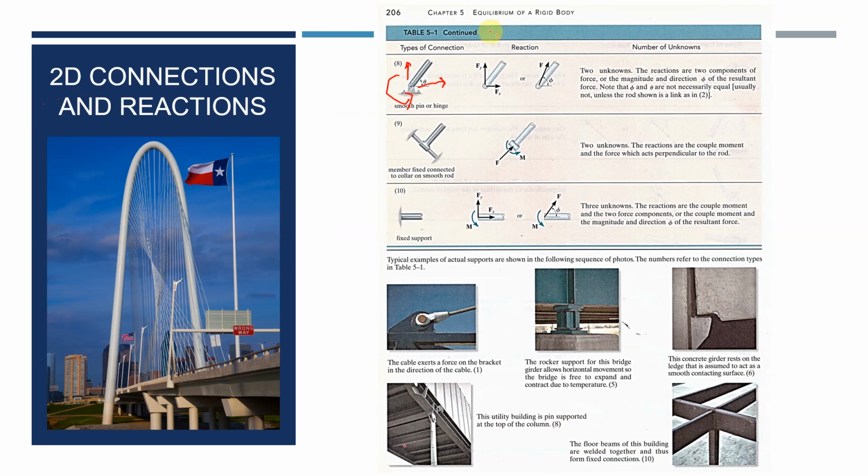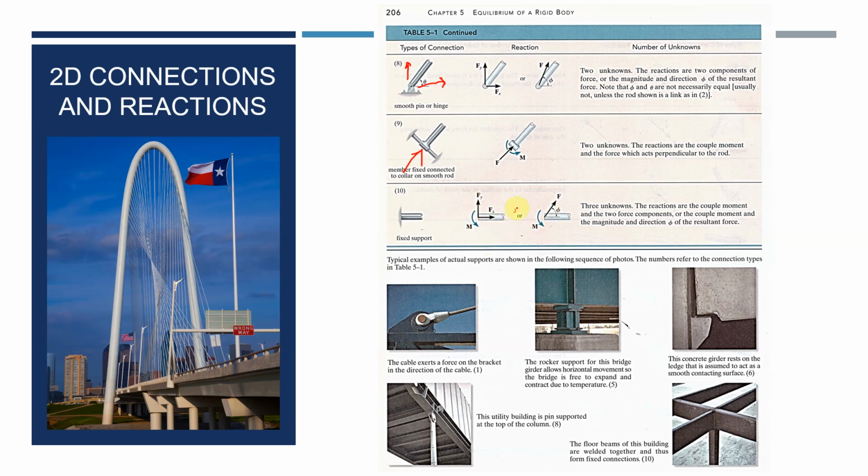Pin or hinge, no moment. It would move if it has a moment. And we're trying to find the conditions where it doesn't move. No moment around a pin and hinge. Now, this is what I was talking about earlier. This can have a moment. Perpendicular force and a moment. And a fixed support. Forces, two forces and a moment.